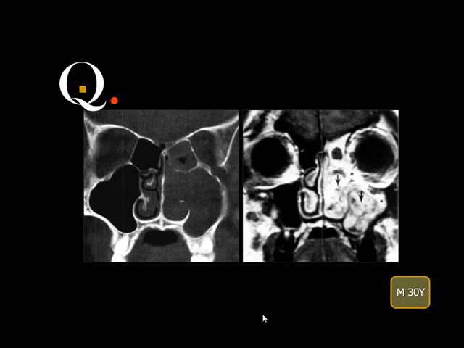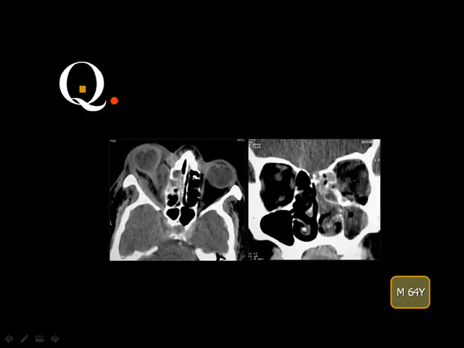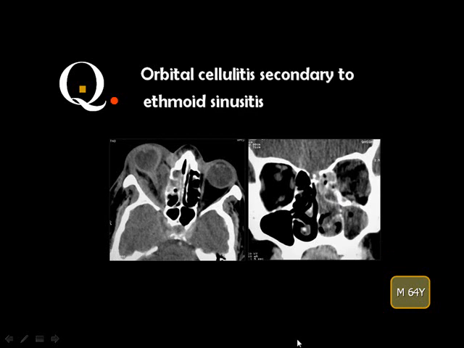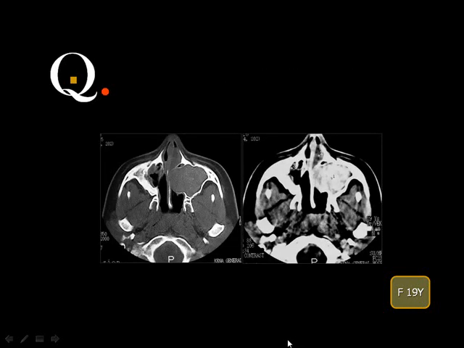Yes, very good. Inverted papilloma of the paranasal sinuses with characteristic obliteration of the ethmoidal air cells. Then what do you think about that? There is opacification of the ethmoidal air cells as well as the maxillary sinus. And what about the orbital changes? Yes, the orbital cellulitis secondary to ethmoidal sinusitis.